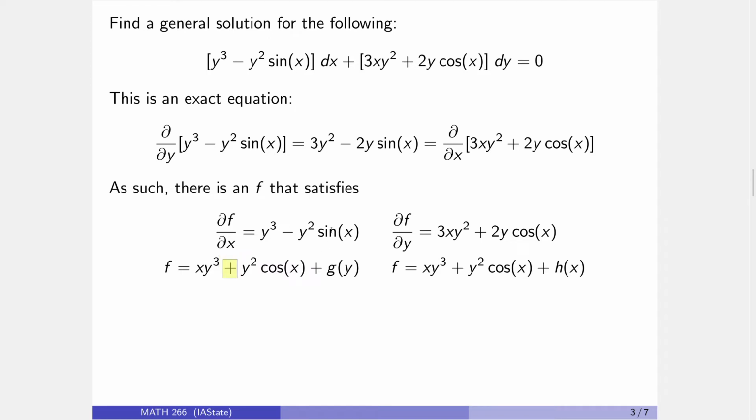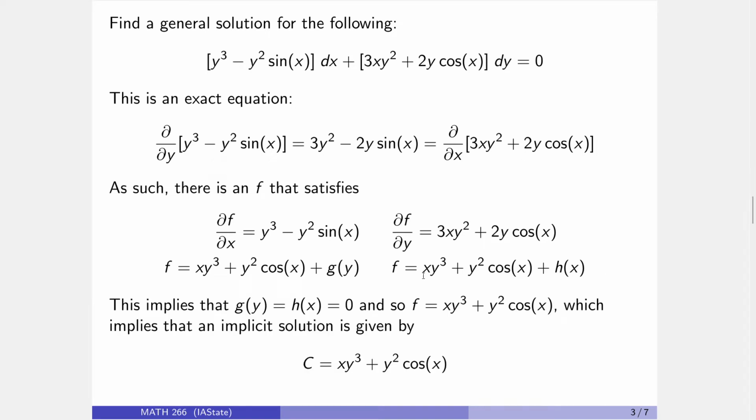And remember, when you integrate with respect to x, there's a whole function with respect to y that would show up, right? So if I take the derivative of this with respect to x, I get this. This does not involve x, so its derivative with respect to x is 0. And a similar story over here, and then now we play the matching game, and I go, all right, this matches that, this matches that, so what does that mean for g of y and g of x? Well, they don't match anything, so they gotta be 0. So that means my f is just x y cubed plus y squared cosine of x, and then an implicit solution is given by f is equal to c.